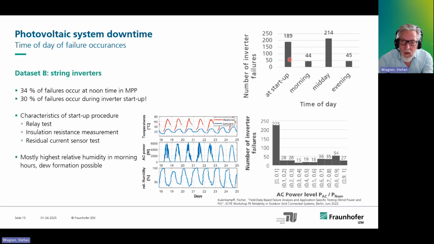Here you see the second highest number of the failures. Here we have mostly the highest relative humidity in the morning hours because dew formation is possible. You also see a similar failure rate at noontime in the maximum power point. Here the temperature is the dominant key driver.